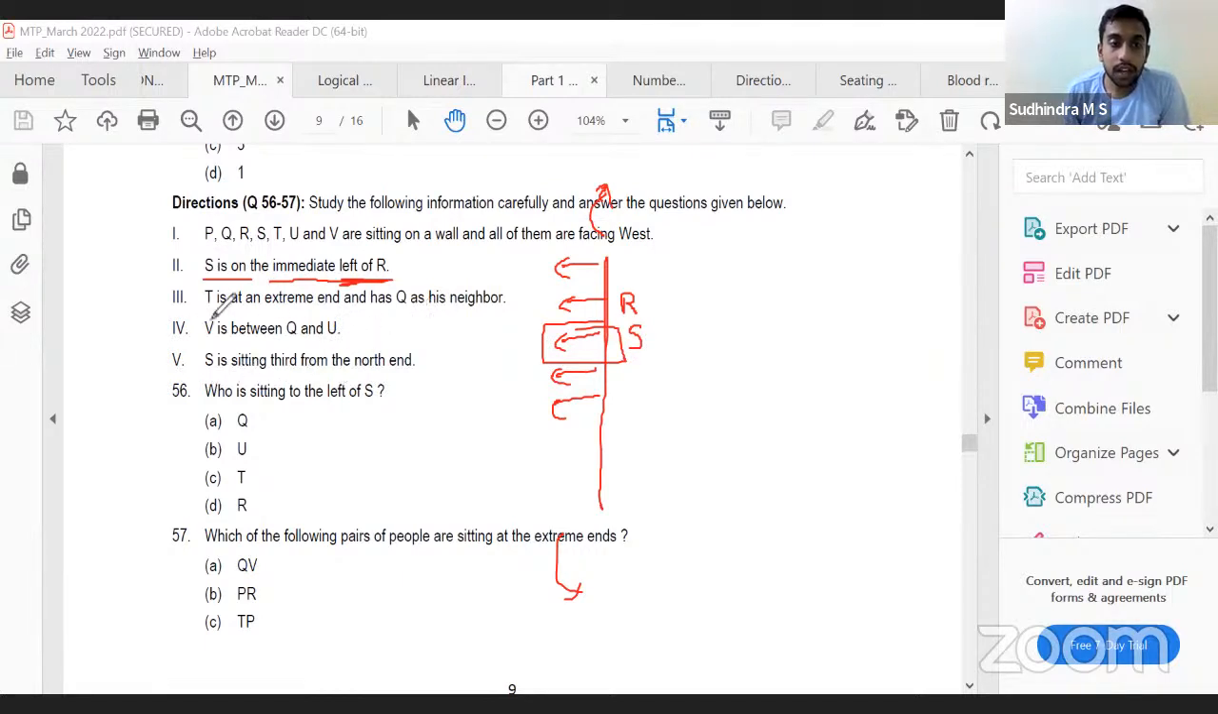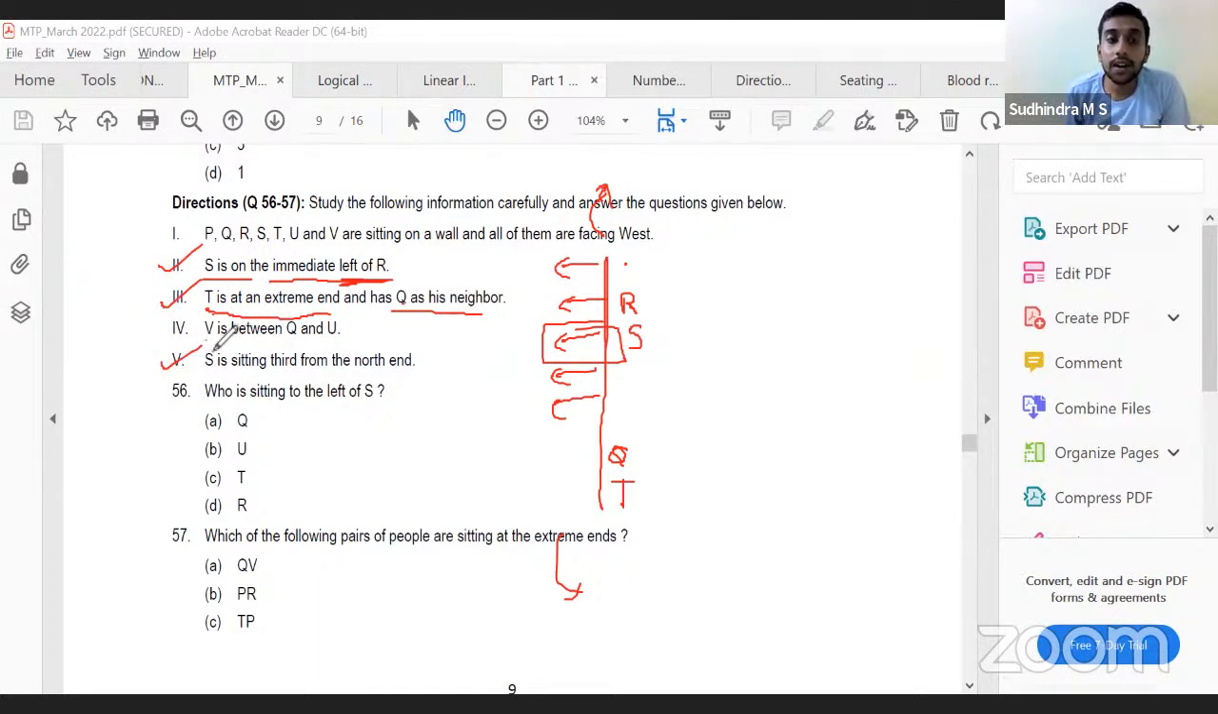Then we have T is at an extreme end and Q as his neighbor. If Q should be a neighbor of T, T cannot sit here because R is his neighbor here. So T cannot sit in this extreme. So obviously T should sit in this extreme. Right? So T is sitting in this extreme, Q is his neighbor. Is that clear? So we are done with this.